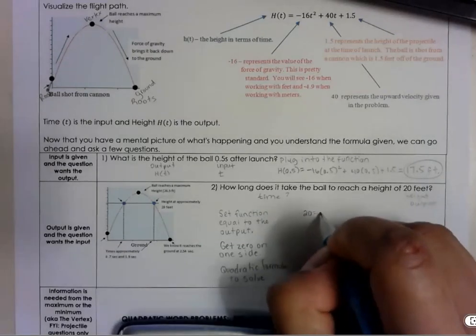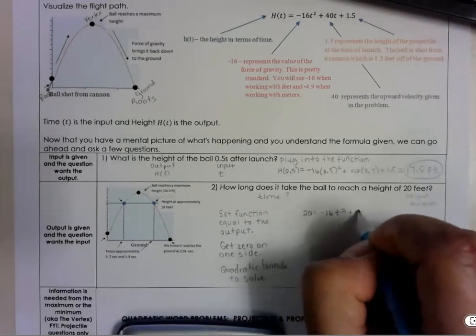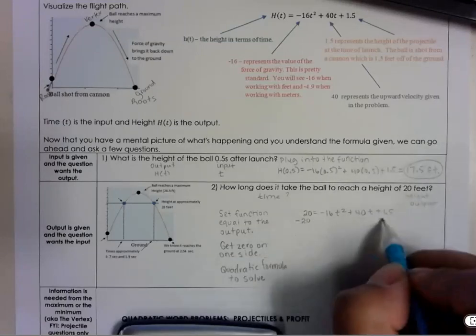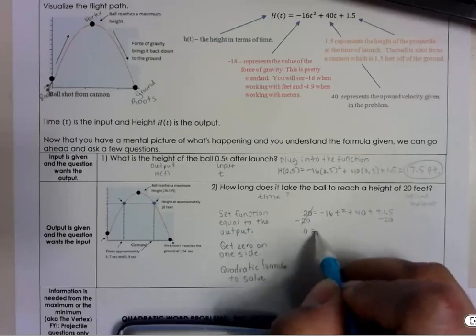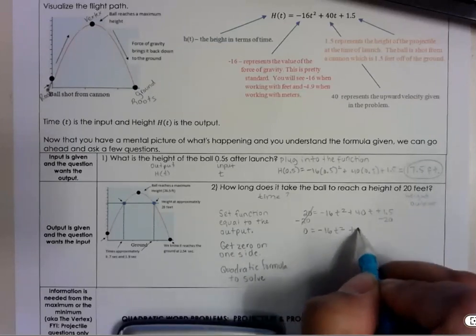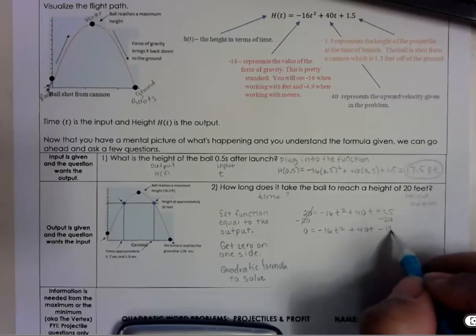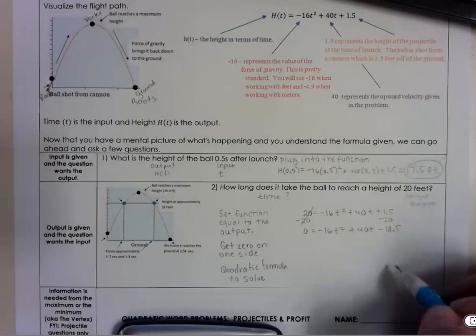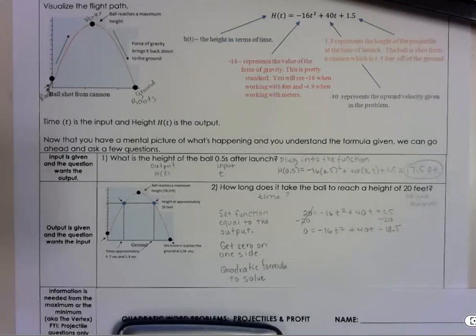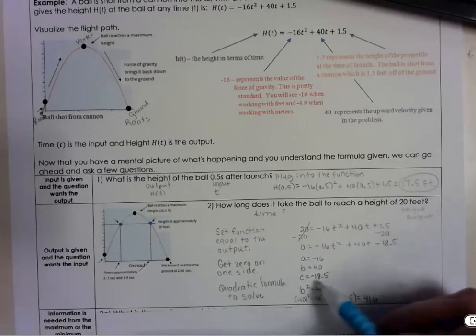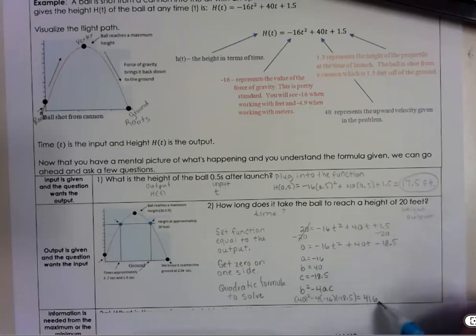20 equals negative 16 t squared plus 40t plus 1.5. And then we subtract 20 because we want to get 0. We have 0 equals negative 16t squared plus 40t minus 18.5. Now you're going to use the quadratic formula to solve for t. You have to get your a, b, and c, your discriminant, and you have to plug in. So a is negative 16, b is 40, c is negative 18.5. And when I plug into the discriminant, I get 416.